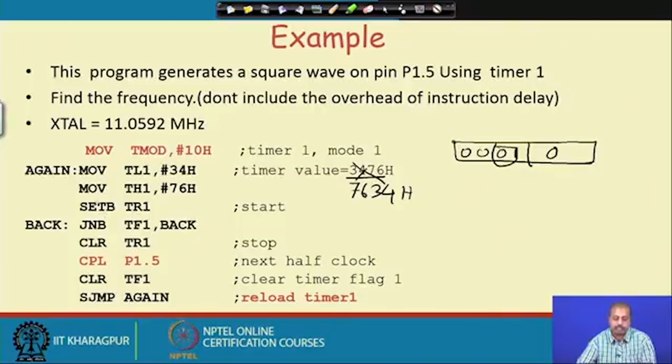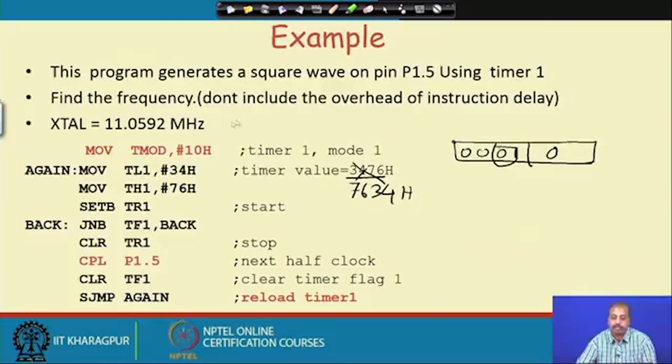Then set bit TR1, so we are starting timer 1 at this point, and then jump on not bit TF1 back. This is the polling of the TF1 line. Then we clear TR1, so the timer is stopped. Then we complement the bit, and clear the TF1 bit, which was previously set. Then SJMP again, so it goes here and the timer is loaded again. This is again a 50% duty cycle case, with the loaded value 7634 hex.